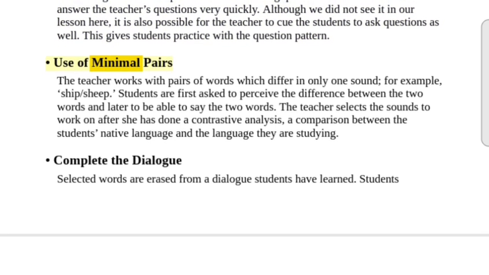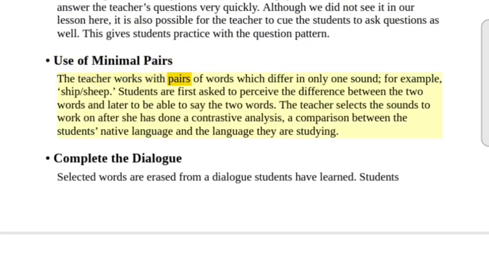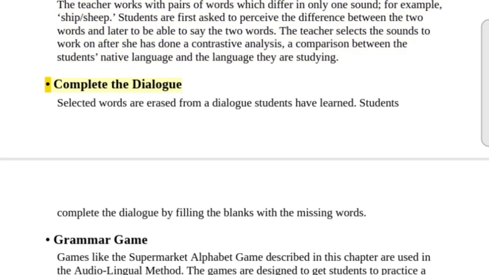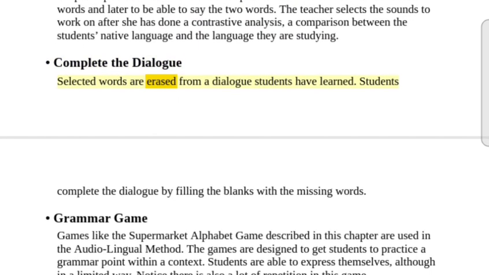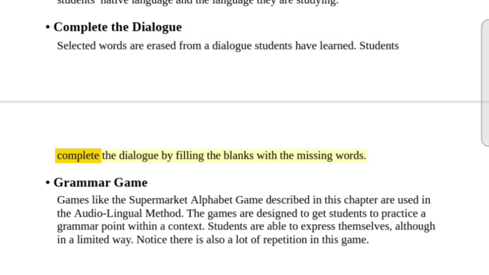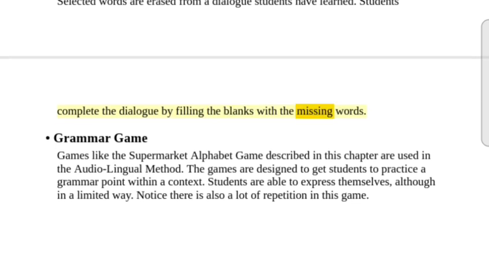Use of minimal pairs. The teacher works with pairs of words which differ in only one sound, for example, ship, sheep. Students are first asked to perceive the difference between the two words and later to be able to say the two words. The teacher selects the sounds to work on after she has done a contrastive analysis, a comparison between the student's native language and the language they are studying. Complete the dialogue. Selected words are erased from a dialogue students have learned. Students complete the dialogue by filling the blanks with the missing words.